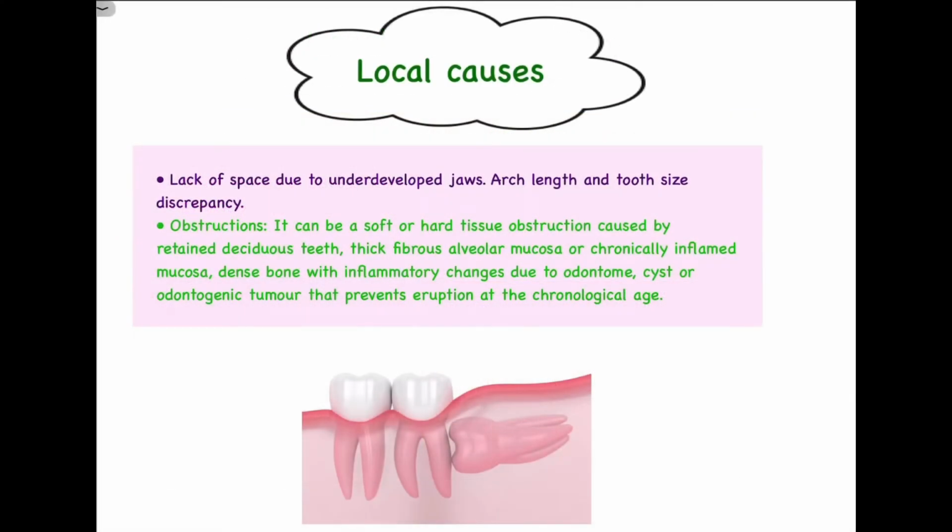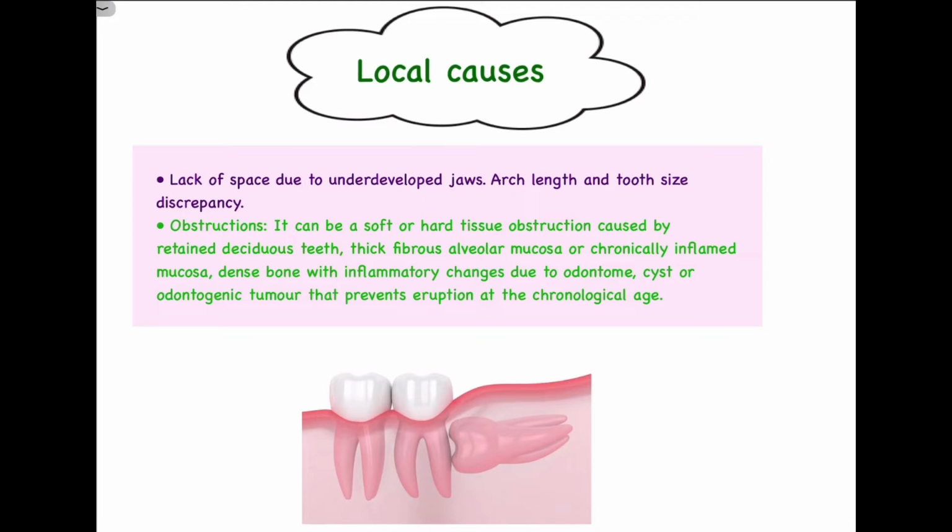Another cause is lack of space. As we know, as we are progressing towards the newer generations, the jaw size has been decreasing, right? So this creates an arch length tooth material discrepancy. The jaw is very small, so it won't be able to provide sufficient space for the tooth to erupt into the oral cavity. So simply because of the lack of space due to underdeveloped jaws, the tooth may not be able to erupt into the oral cavity. This is also a very common cause of impaction of third molar.